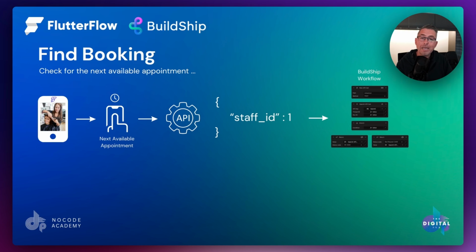It will then make an API request out into your BuildShip workflow. It will pass in the staff ID. The BuildShip workflow will then go through a series of decisions and then return back a positive result back to your FlutterFlow application. Now, of course, the positive result might be a negative result. It may be that there are no appointments available. We need to handle that too inside the BuildShip workflow.